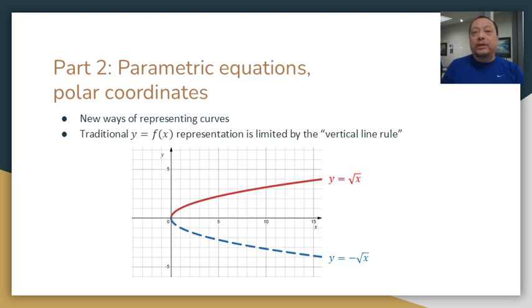Traditionally, we represent a curve by a function y equals f(x). When we do that, we're limited by the vertical line rule, because a curve that does not meet the vertical line test is not a function. Any curve that does not meet the vertical line test will have to be broken up into smaller pieces so that each piece satisfies the rule.